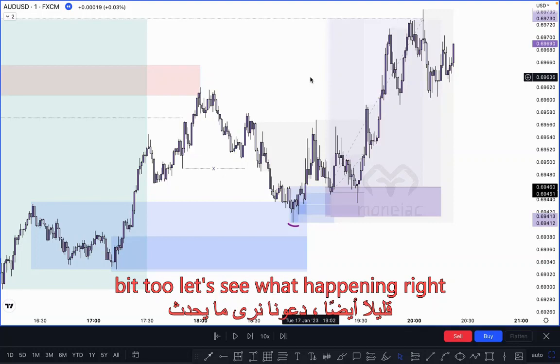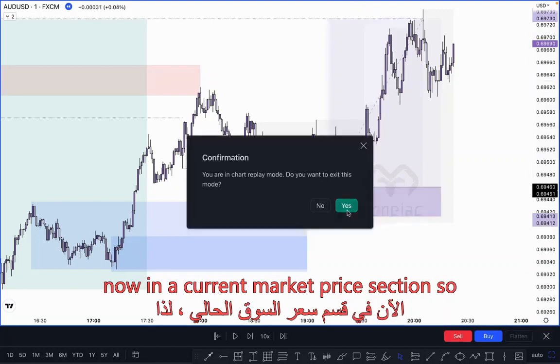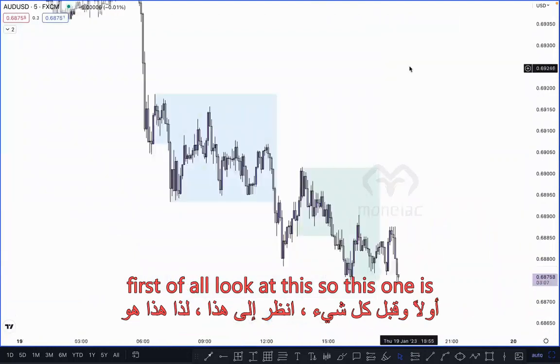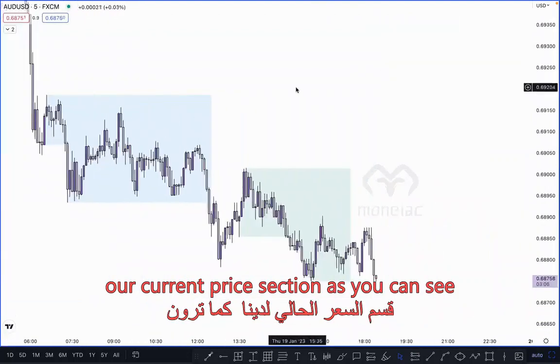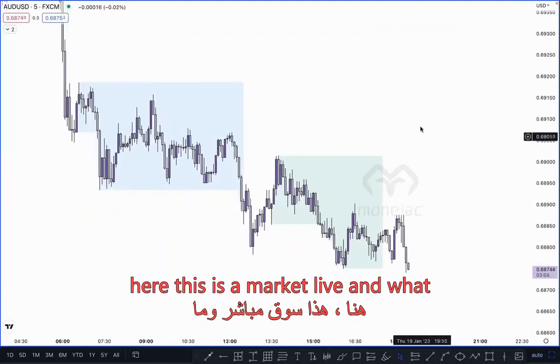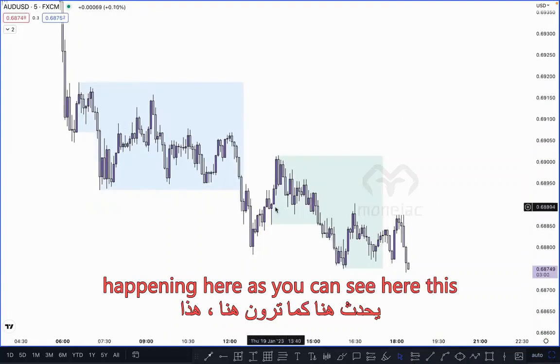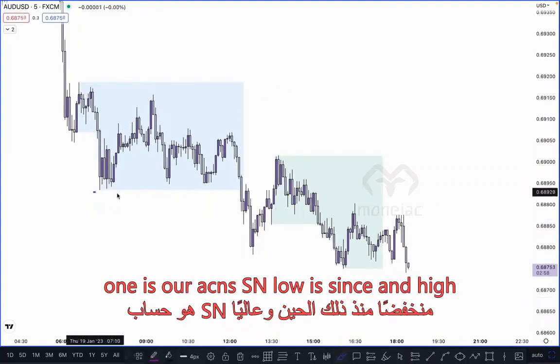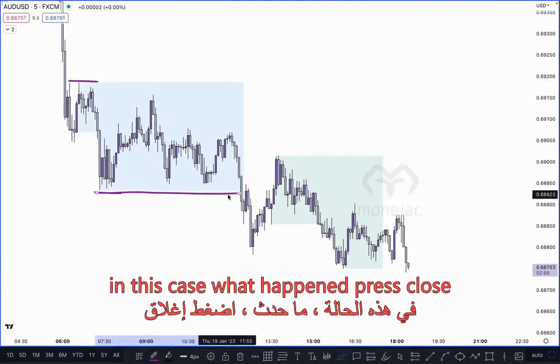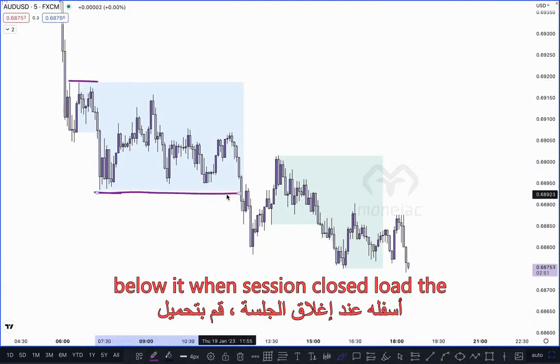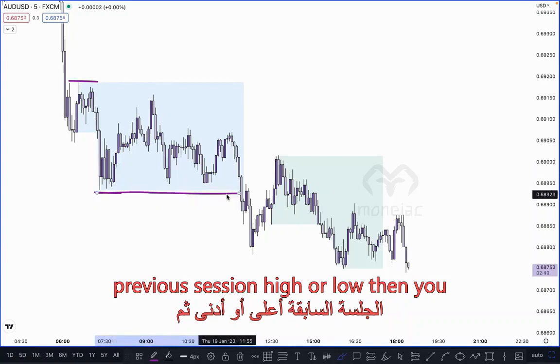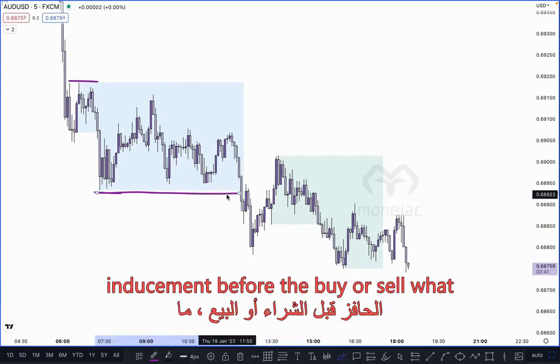Let's see what is happening right now in the current market price action. First of all, look at this. This one is our current price action. As you can see, this is the live market, and what is happening here? This one is our Asian session low, Asian session high. In this case, what happened? Price closed below it. When a session closes below the previous session high or low, then you have to wait for taking out the inducement before the buy or sell.